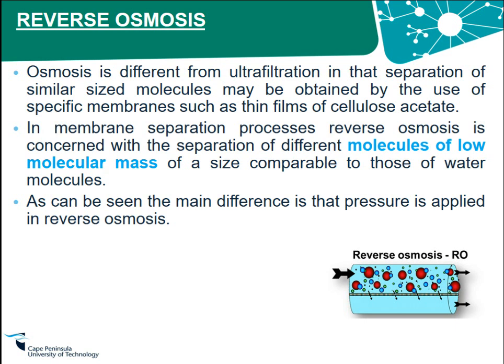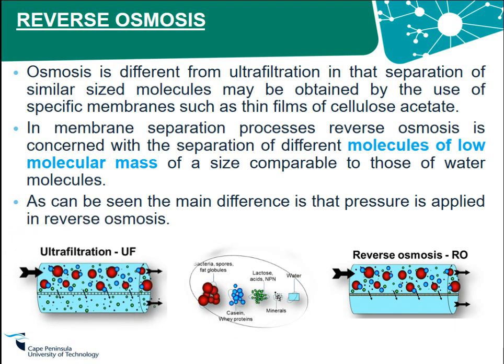The difference is that the separation of similar sized molecules may be obtained by the use of specific membranes such as thin films or cellulose acetate. So in membrane separation processes, reverse osmosis is concerned with the separation of different molecules of low molecular mass, of a size comparable to that of water molecules. As can be seen, it's the pressure applied that is different in reverse osmosis.